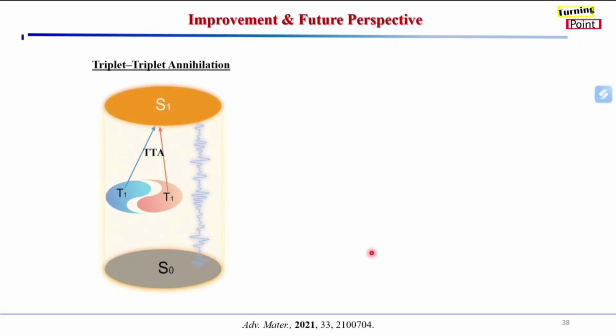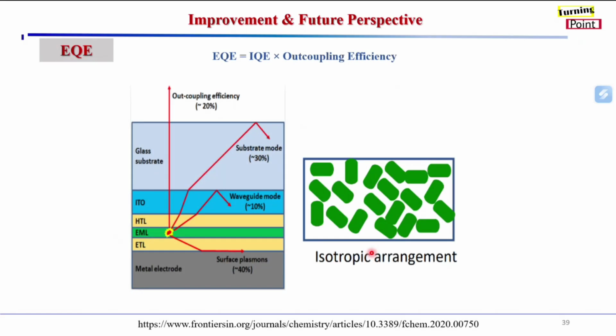Now, triplet annihilation gives us a promising alternative for blue light emission, but it has some limitations. First, the maximum external quantum efficiency reaches up to 12.5%, and color purity is not optimal. So, how to overcome this problem? To increase the external quantum efficiency, we need to increase the outcoupling efficiency of the device. What is the outcoupling efficiency of a device? How much light is actually emitted from the device is known as the outcoupling efficiency of that device.